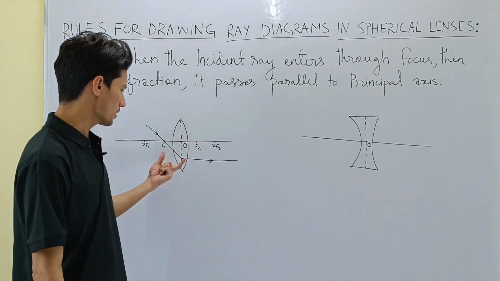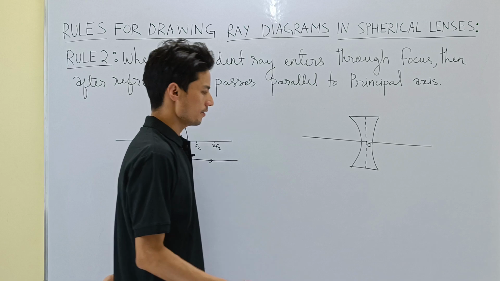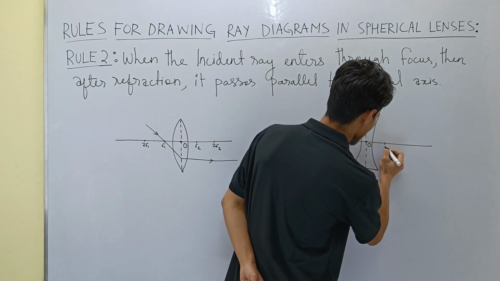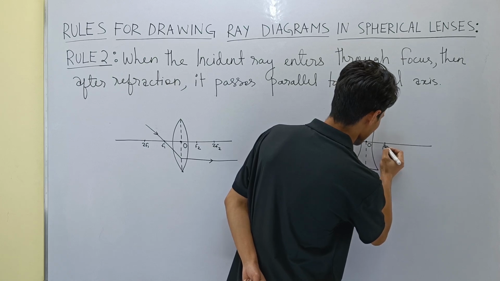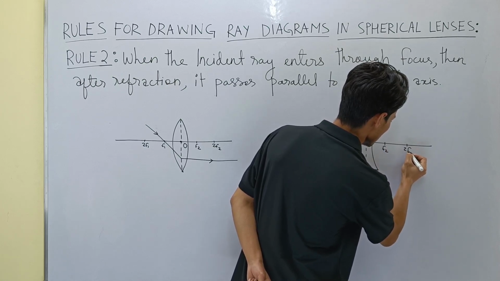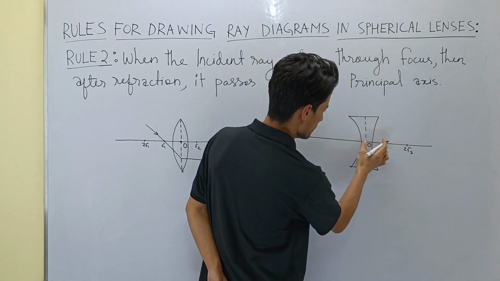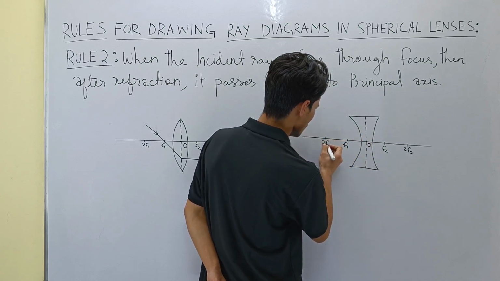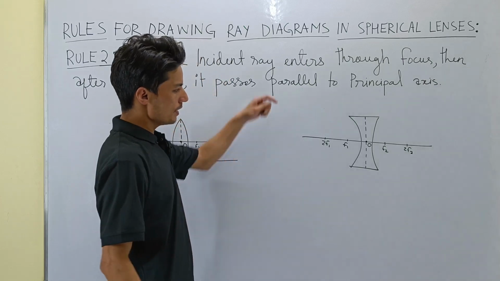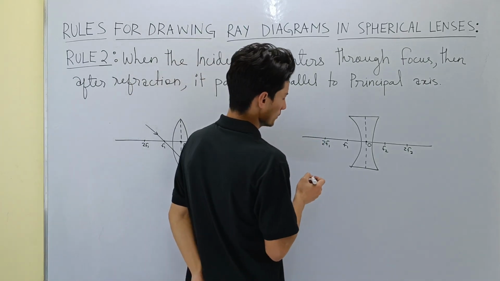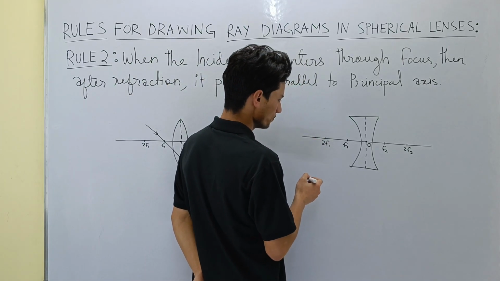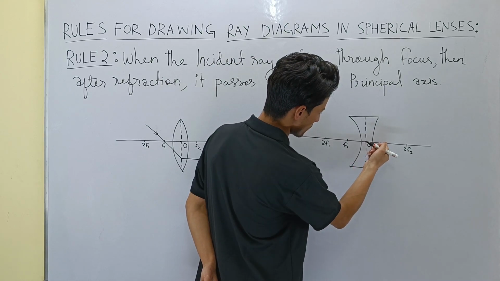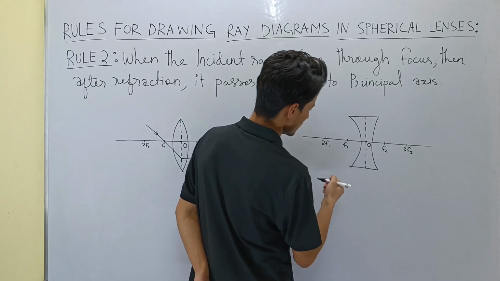Okay, now let us apply the same thing for concave. Now concave, so same thing. This is my f2 at the same gap, maintaining the same thing. You have your f1 and 2f1. The ray enters through f1, isn't it? So how will it go? Let us aim the ray for f2.